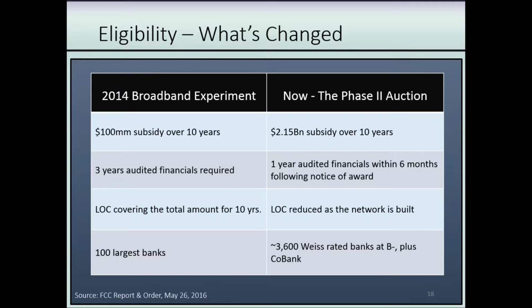And so they have opened it up now to about 3,600 banks that are independently rated by WISE with a rating of B- or better. It also includes CoBank, which I think is important because they're a considerable partner in rural America on a number of fronts, and so they are also a resource for you.